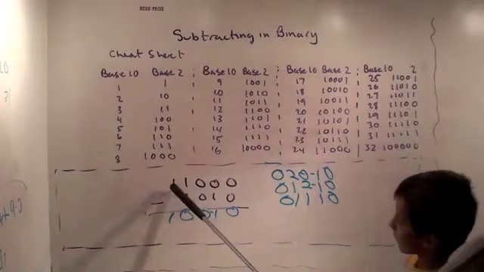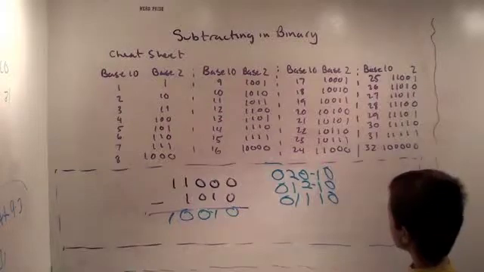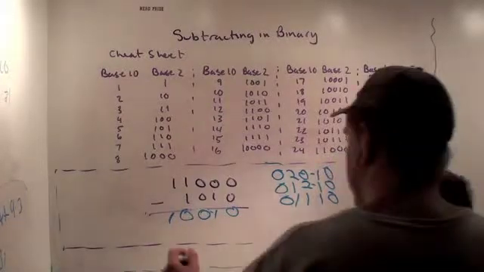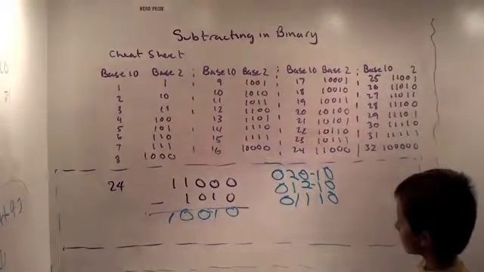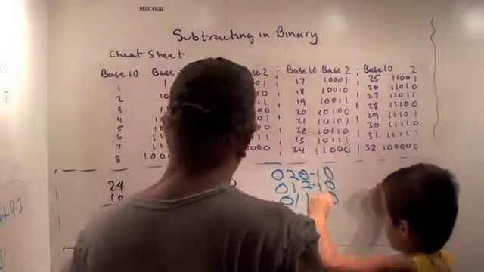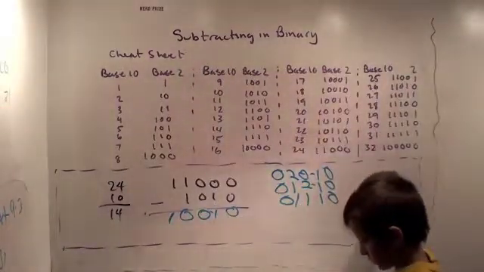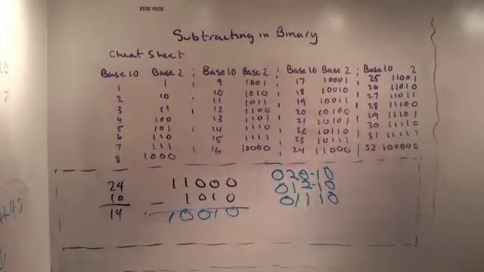Let's see if you can find this. 11000. Can you find that in our binary cheat sheet? 24. 24. And what is 1010? 10. So 24 minus 10 should be what? 14. And 14 is 1, 1, 1, 0. 14 is 1110. Hey! And that's 7 times 2, and it added a 0 from 7. It added a 0 from 7.